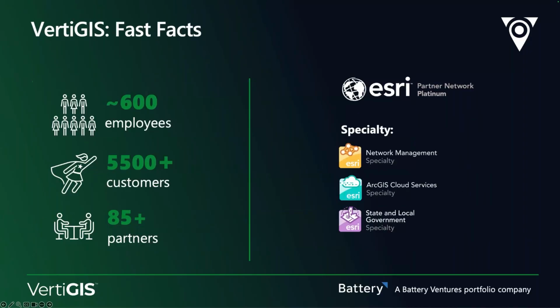So a little bit about VertiGIS. Today, we're just over 600 employees located around the globe, and you'll see that in just a moment where we're located. Serving approximately 5,500 customers.